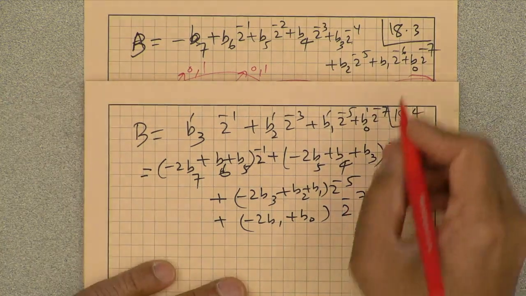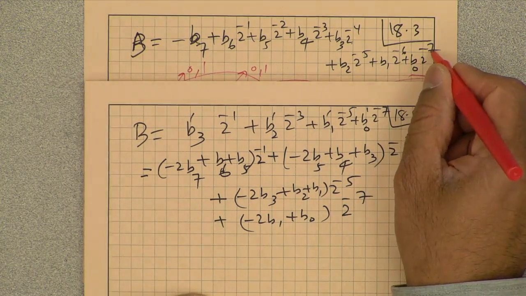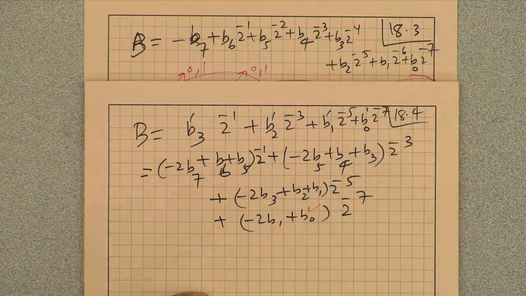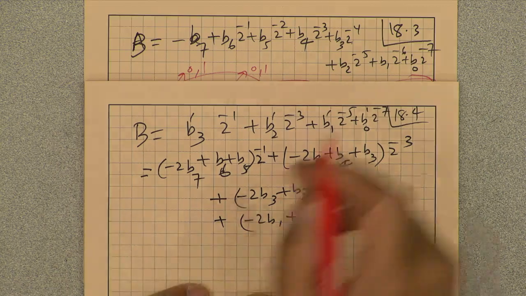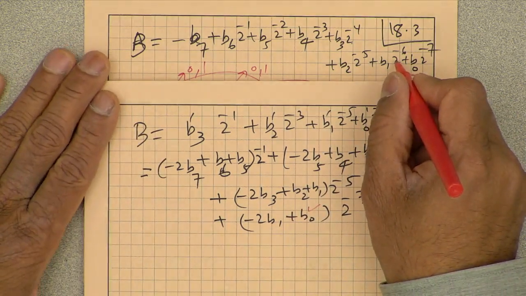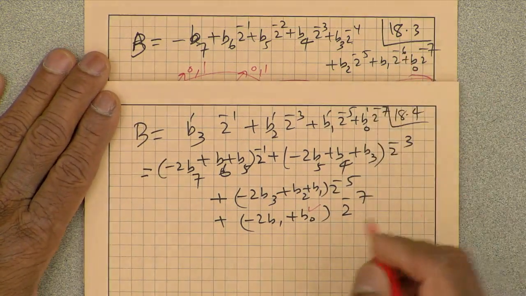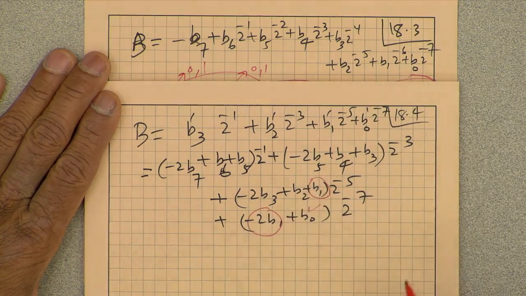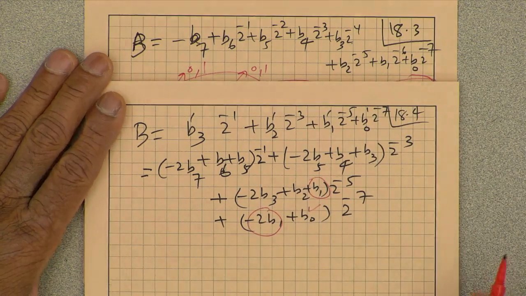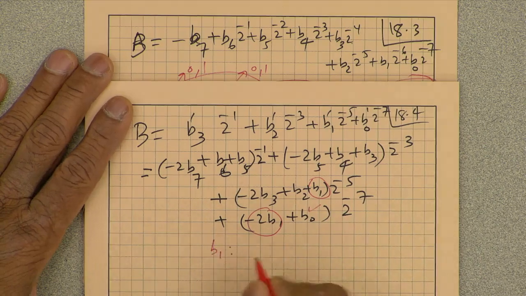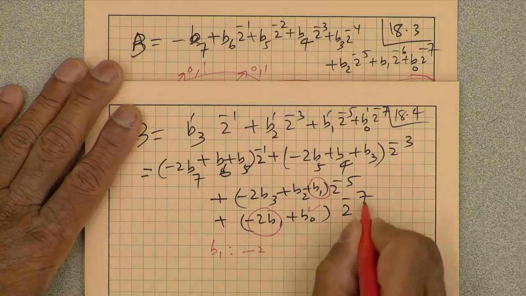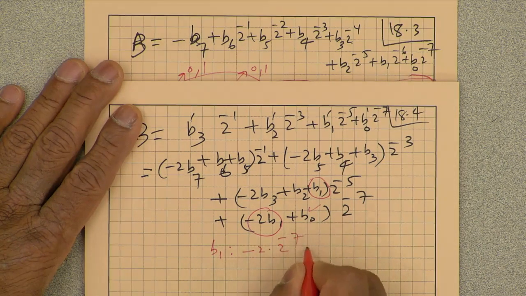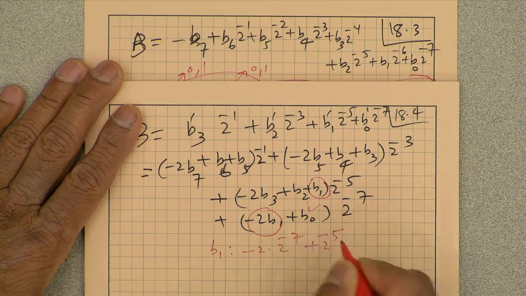B0 has weight 2 to the power minus 7. What's the weight of B0 here? 2 to the power minus 7. What's the weight of B1? 2 to the power minus 6. Now if I collect all B1s together, what is going to be the weight of B1? The weight of B1 is going to be minus 2 times 2 to the power minus 7 plus 2 to the power minus 5.